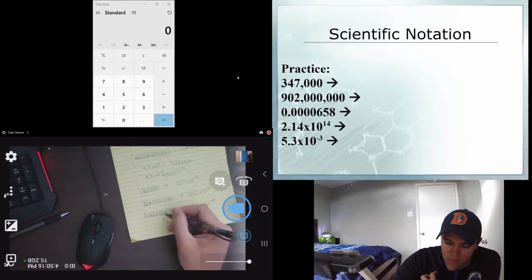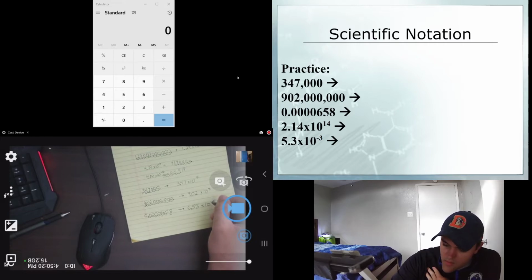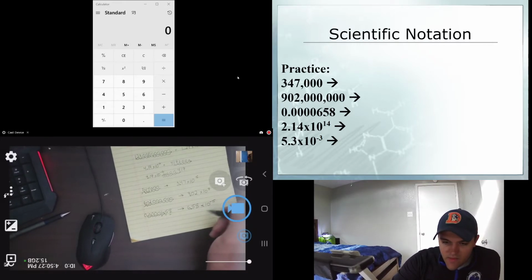But this time, since we were moving back to the left and making our numbers smaller as we went, it is a negative 5. So here our final answer would be 6.58 times 10 to the negative 5.